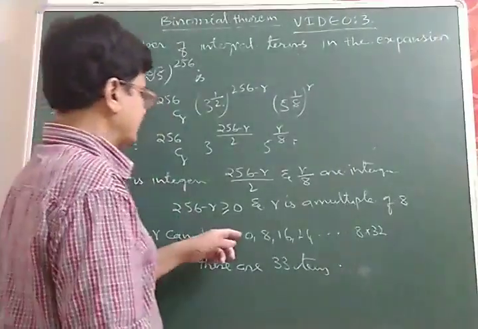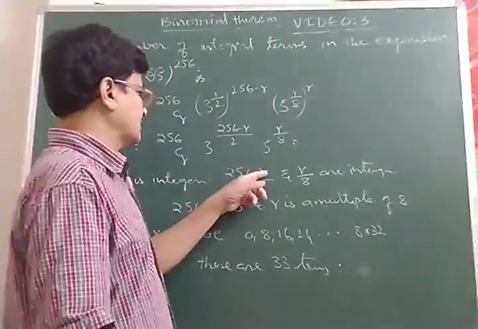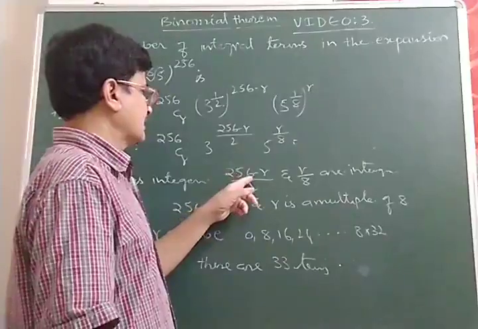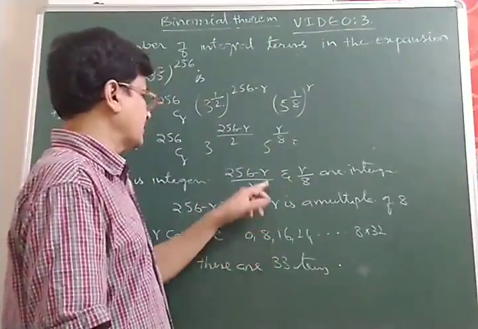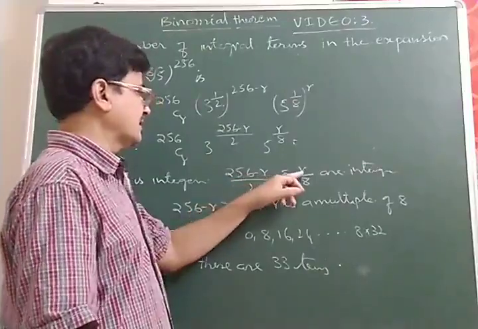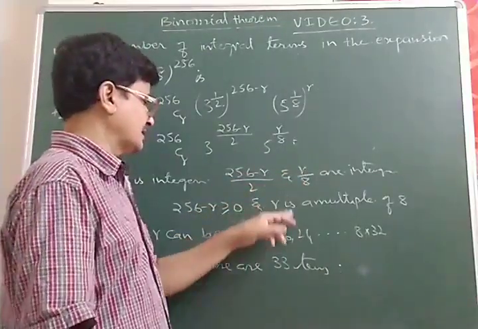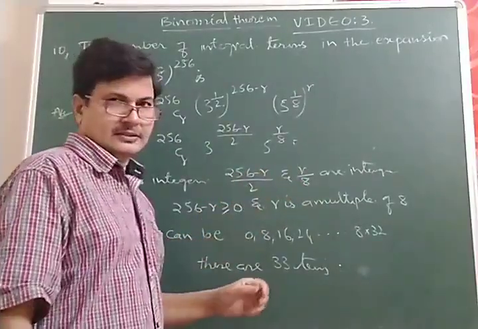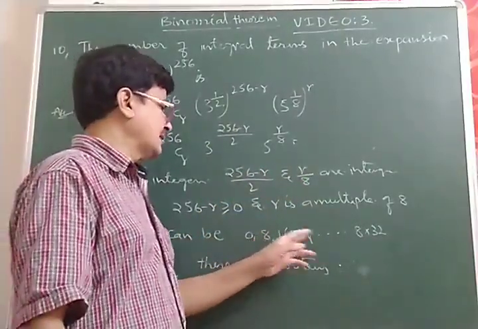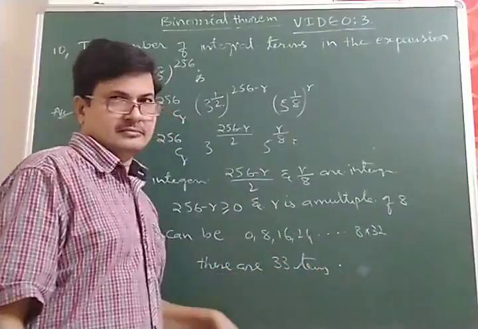That means if r is equal to 0, it is an integer, and r/8 is also an integer. If r is equal to 8, it is an integer, and 8 by 8 is 1, also an integer. 16, it is an integer and it is also an integer. So the number of integral terms is 33.